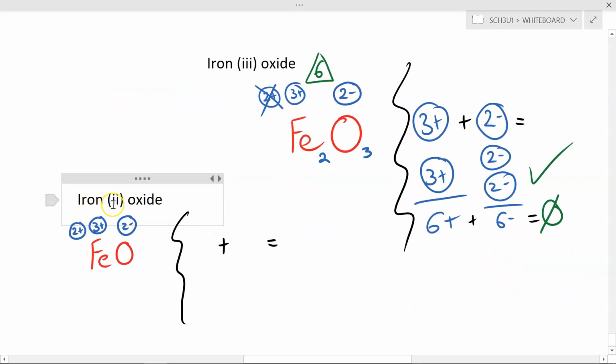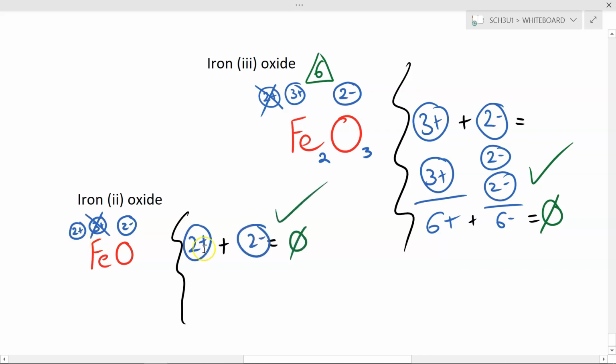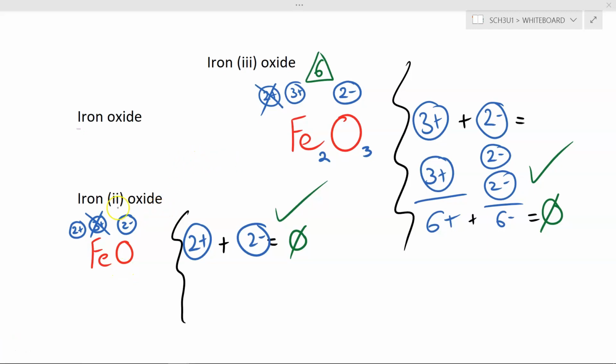Now if this had been an iron 2 oxide instead, then I know that it couldn't be a 3 plus charge. It must have a 2 plus charge. 2 plus and a 2 minus adds up to 0, so I don't have to worry about putting in subscripts here. But as you can see, it is very important that you include the Roman numerals to tell me which species of iron we're looking at. If I just gave you the word iron oxide, you wouldn't know which version I'm talking about, because iron 2 oxide will kill you, but iron 3 oxide will kill you faster. So they do have different properties.